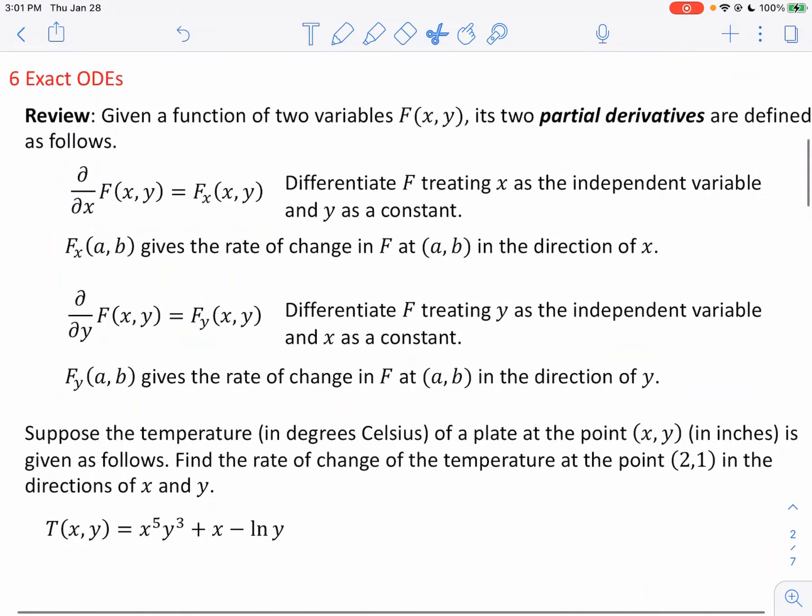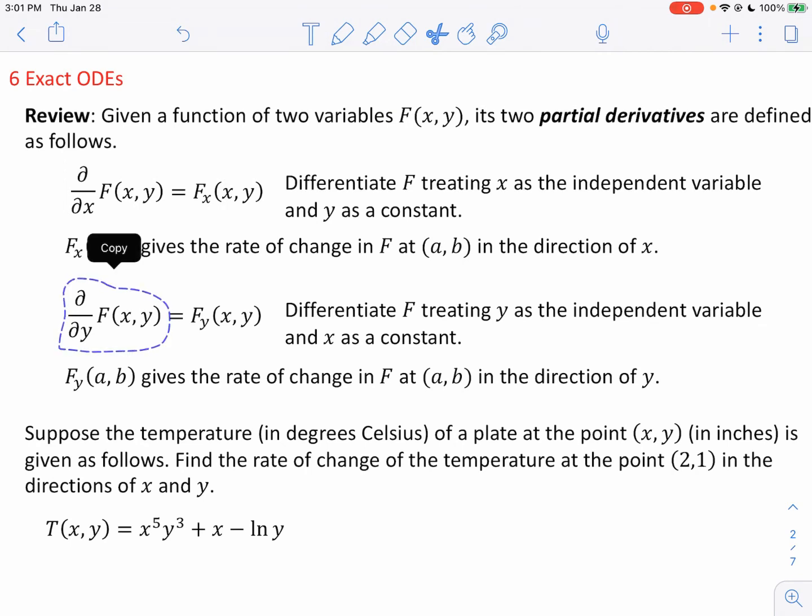That conceptual idea isn't super important for this class, but I just wanted to remind you of what a partial derivative means. The other partial derivative that you can do is a derivative with respect to y. So you do a del y, which means doing a partial derivative, where every other letter you assume is a constant, and only the y's you treat as the independent variable. Another notation is capital F subscript y. That means we've done a partial derivative with respect to y. And when you plug in a point AB, this gives the rate of change in f at that point, but in the direction of y.